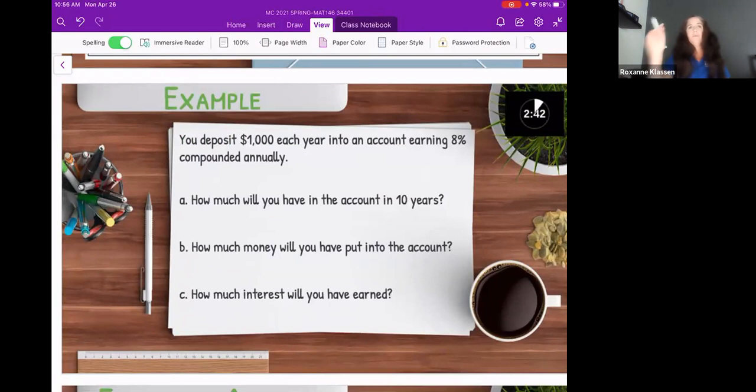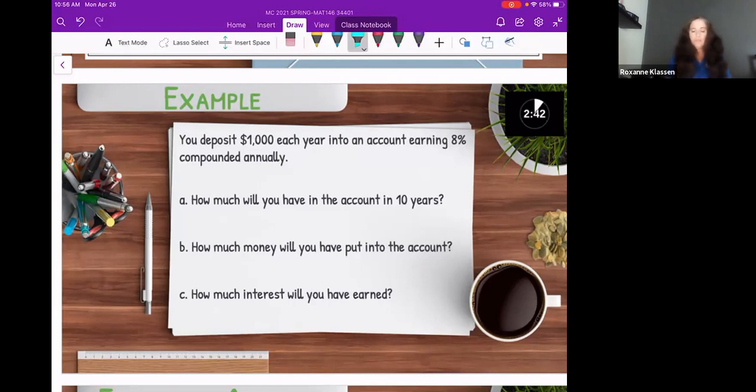So let's look at an example. This is on the worksheet that I already put in the chat, but I'll put it in the chat one more time in case you didn't get it, okay? So there it is. And I highly recommend you write things down when you do it. So let's read through this. So it says you deposit $1,000 each year. That's how it's different than just compound interest. Before it would just say you deposited $1,000 into an account. It wouldn't say you do it over and over and over again each year.